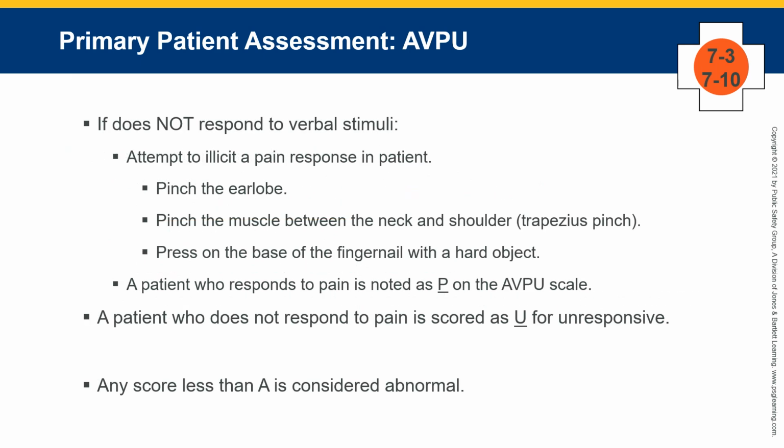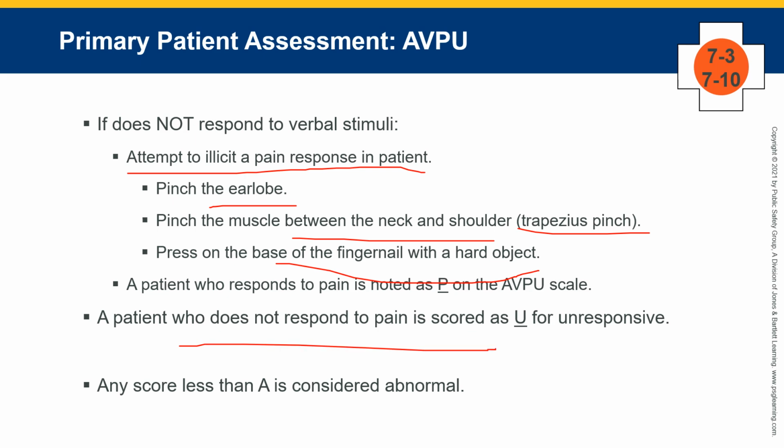Responding verbally is that second level. If they don't respond to verbal stimuli, you can attempt to elicit a painful response by pinching the earlobe or pinching the trapezius muscle. That's the large triangular muscle between the neck and the shoulder. You can press on the base of the fingernail with a hard object, although I've never seen that done. If you do get a response, we would note them as P on the AVPU scale. No response to pain is a U for unresponsive.